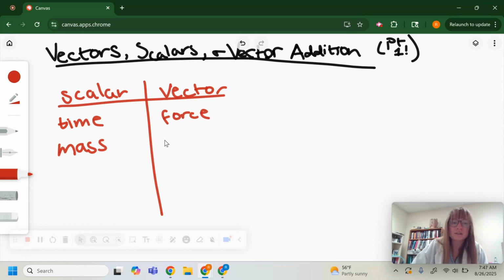There are other things that are scalars and vectors that get really interesting here. One thing is we make a distinction between two different values. One we say is a scalar and one we call a vector. And these two values are distance and displacement.